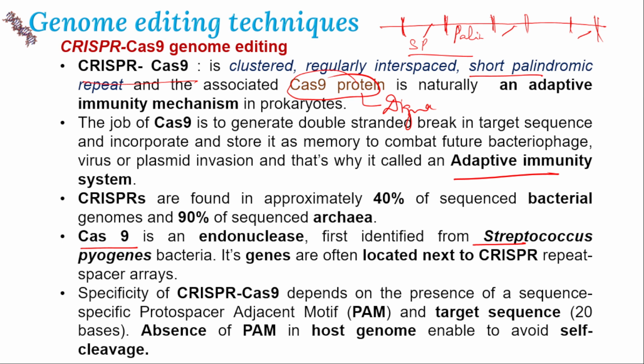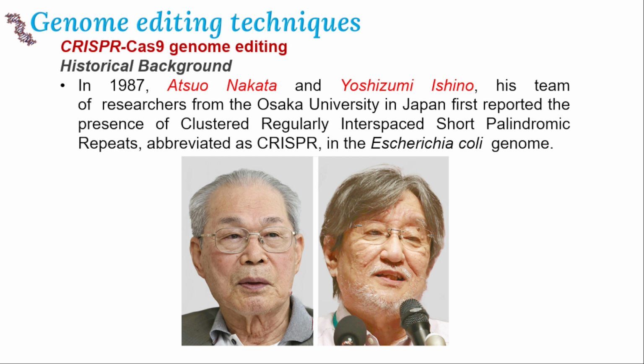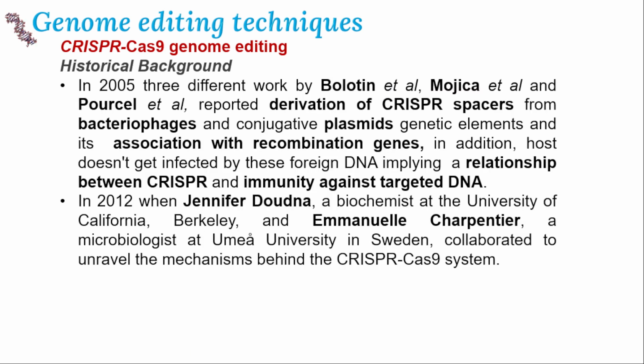You can observe that CRISPR and Cas9 work together in the adaptive immune system in bacteria. And if you want the historical background of CRISPR-Cas9, two Japanese scientists called Nakata and Ishino first identified the repeated sequences in bacteria. They identified them first in E. coli, Escherichia coli. Further, some other researchers worked on that, and they identified that these repeats are not native to the bacterium but are of different origin.